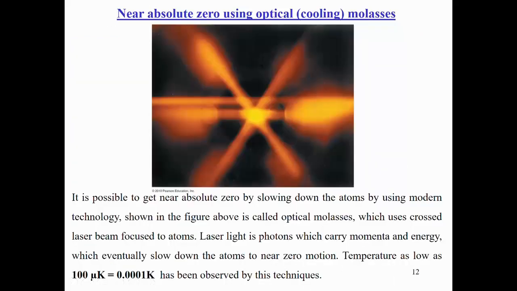Today's modern technology has actually achieved a very low temperature, as low as 100 microkelvin, in a device called optical molasses. What they do is they slow down the gas molecules, a sample of gas molecules, by shining laser light. So the laser light is used to slow down the molecules to almost zero, almost 0 Kelvin.